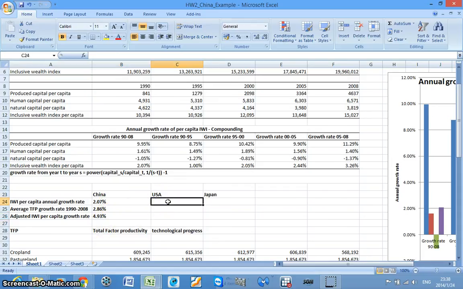You can do a similar thing after you have calculated the inclusive wealth index per capita growth rate for another country, say USA or Japan, and just use the TFP growth rate provided and calculate their corresponding rate. And you can get the adjusted one by summing these two.